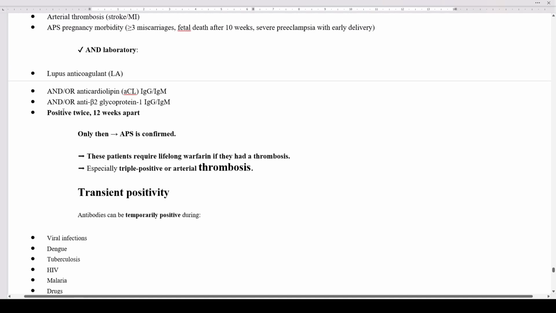That's why we say we have to do the test again 12 weeks apart, just to confirm the disease, and then we have to start the anticoagulation in that type of patient. So if the patients have a history of thrombosis, or are triple positive, they need lifelong warfarin treatment.